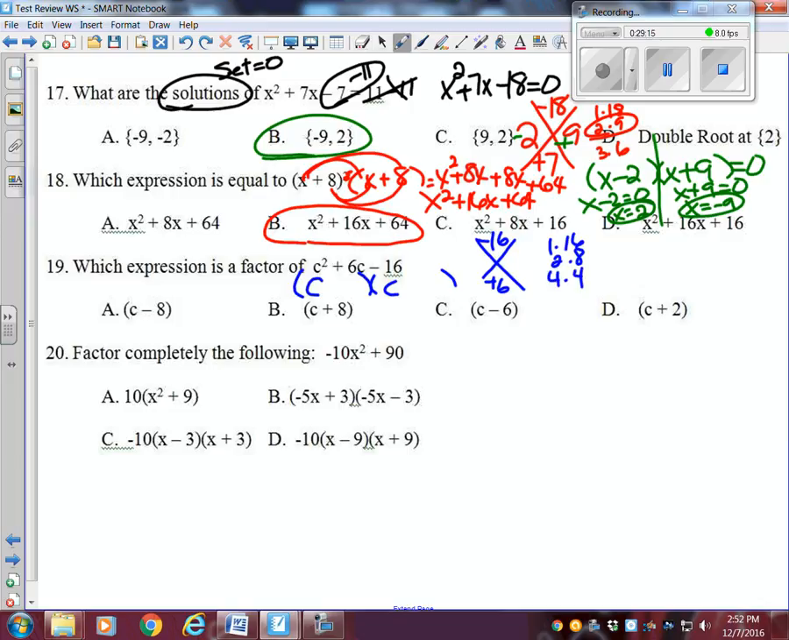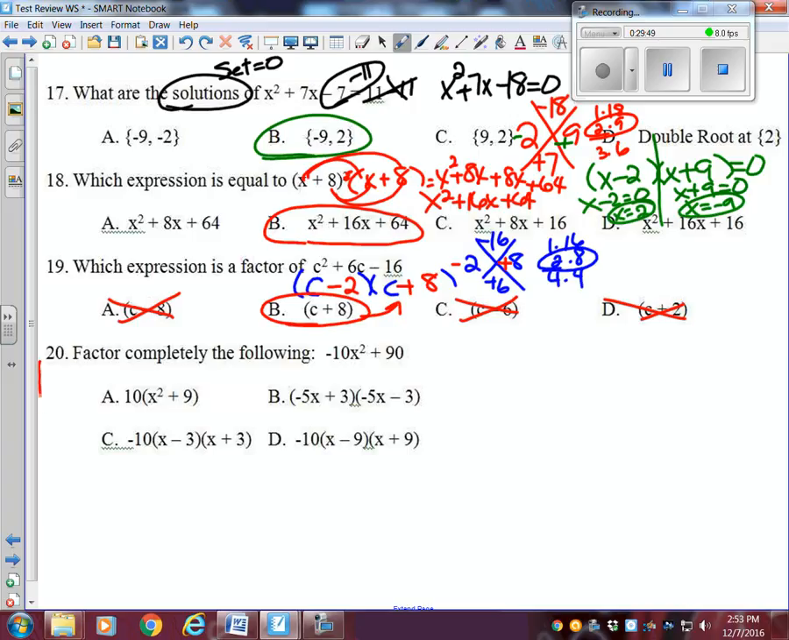Okay, the last term's negative, mentally subtracting. I believe 2 and 8 are the numbers I need. Got to make sure I get the sign right. All right. Well, the middle term is positive, so my bigger number needs to be positive, which means 2 is going to be negative. So it's going to be c minus 2 and c plus 8. All right. C minus 8 is not there. C plus 8 is there. C minus 6 is not there. And C plus 2 is the wrong one. Okay. That's the only one. C plus 8 was one of the 2 parentheses.